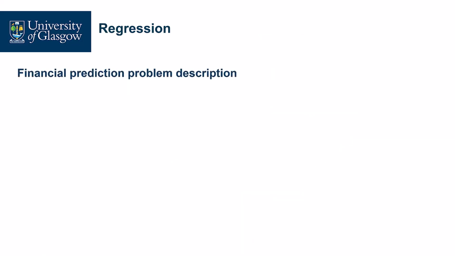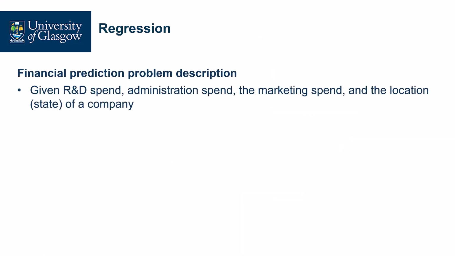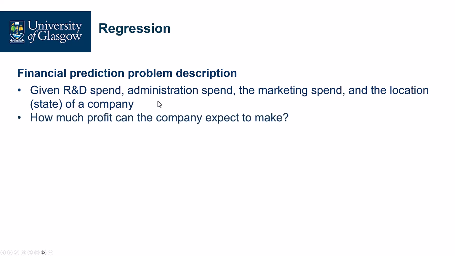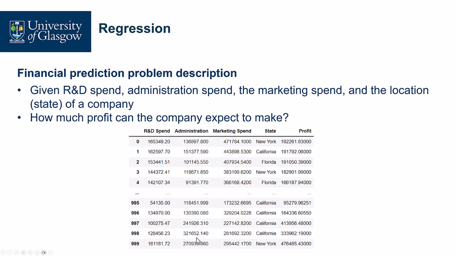So we can see that in a regression problem, we can give R&D spend, administration spend, marketing spend, and the location of a company. So what do we call these? The input features, right? The output is how much profit the company can expect to make. So here I can provide some data, and then I will do a regression analysis.